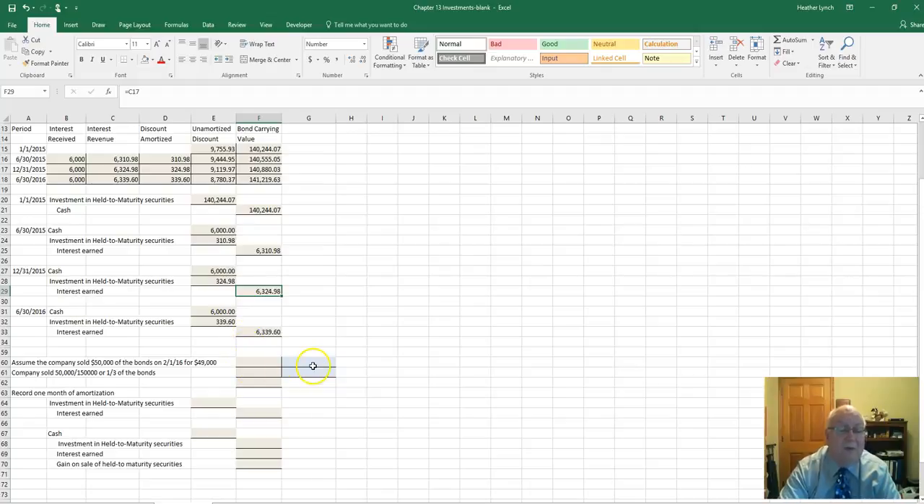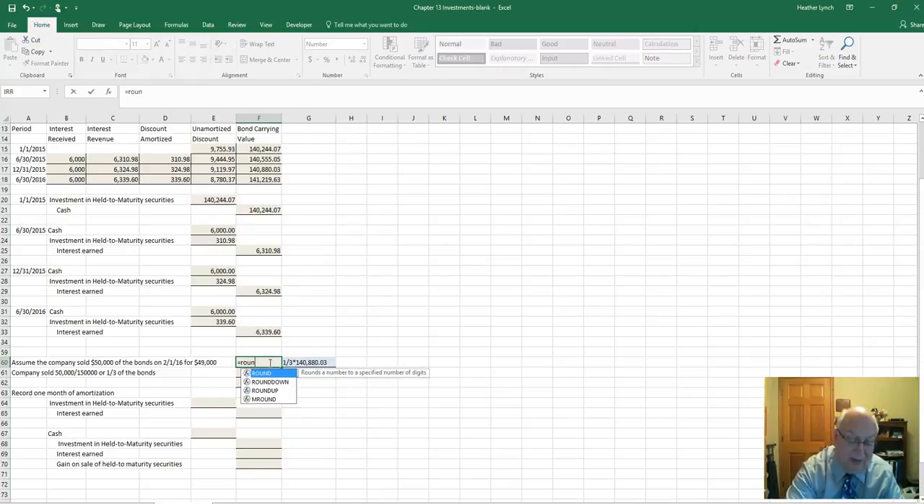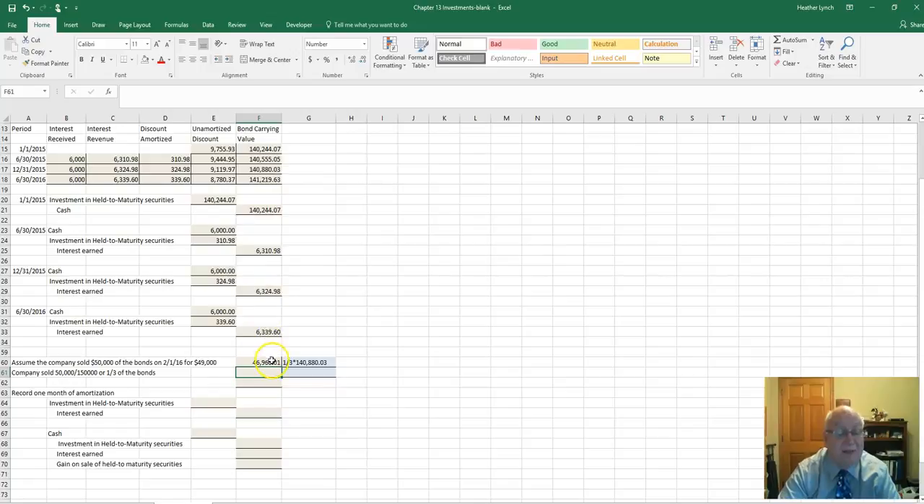Okay. First thing we need to do is find out, what did we sell? What was the carrying value of the bonds that we sold? Remember, we sold 50,000 of them. So that was 1/3 times the 140,880.03. We use this number because that's the last that we've amortized, and that's what we want to use. So equal, with these kind of numbers, I want a round function. 1/3 times 140,880.03. So that's the carrying value as of December 31st.